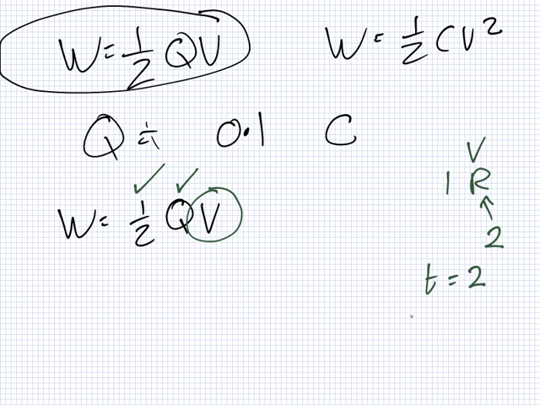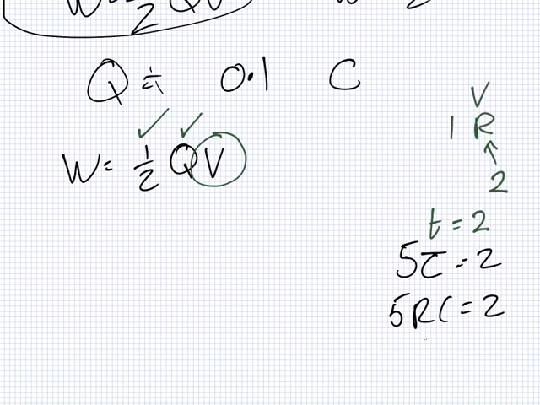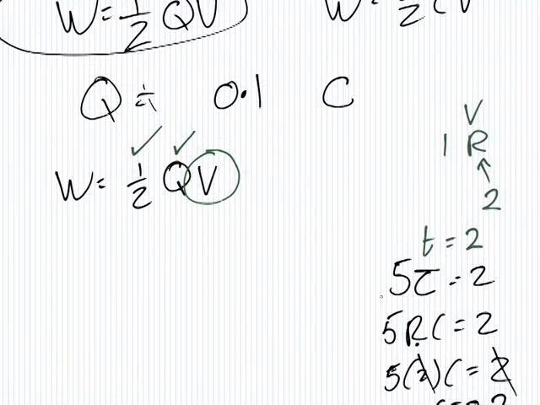So we have... now what am I trying to do with this information? We know that 5 tau equals 2, 5 RC equals 2. I know the R, what's the R? I said in the question, it's 2. So the C is 0.2. Yeah. So Q is also CV.